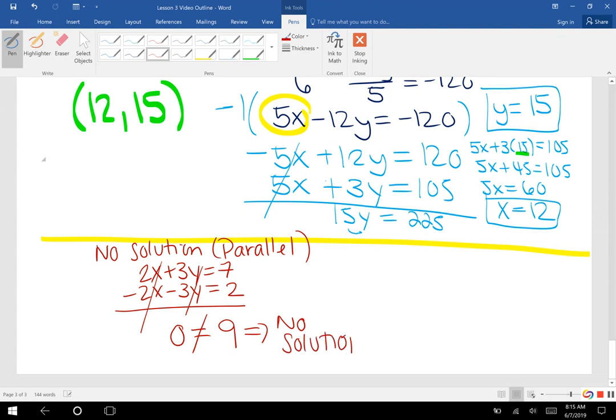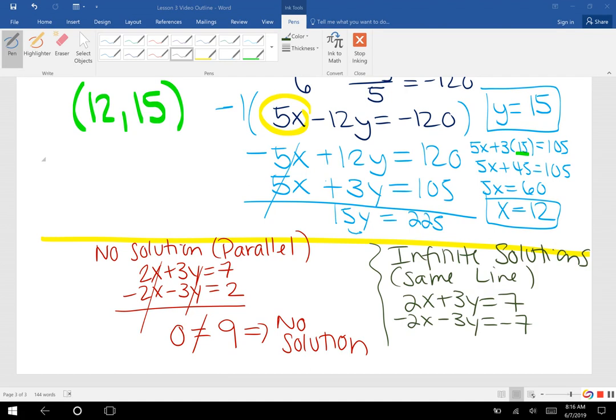Our other special case was when we had infinite solutions, when we have the same line. And if you try to solve a system with infinite solutions, again, the x's and y's are going to disappear, but you'll end up with a true statement, like 0 equals 0. And that's what tells you you have infinite solutions. So if all your variables disappear, then it means you just have one of those special cases. False statement would be no solution. True statement is an infinite number of solutions.